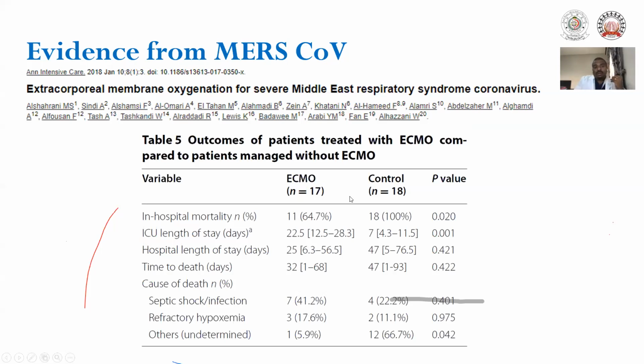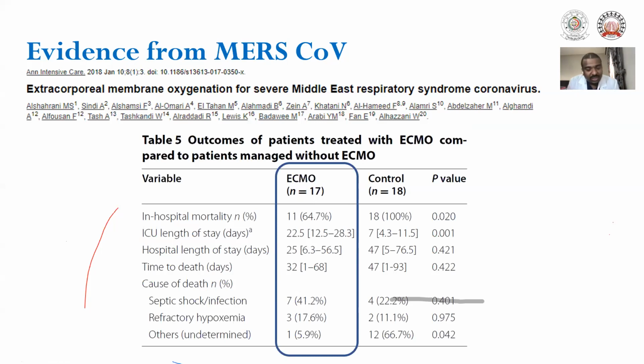Now the evidence from MERS. This is more interestingly shown, because we all have gone through this era of treating patients while there was a MERS-CoV outbreak. In this study from Saudi Arabia, compared to the control group, the ECMO group had significantly lower mortality. They also reported significantly lower use of inotropes and a better oxygenation index with a higher PaO2/FiO2 ratio. They also reported a longer ICU stay in these patients.